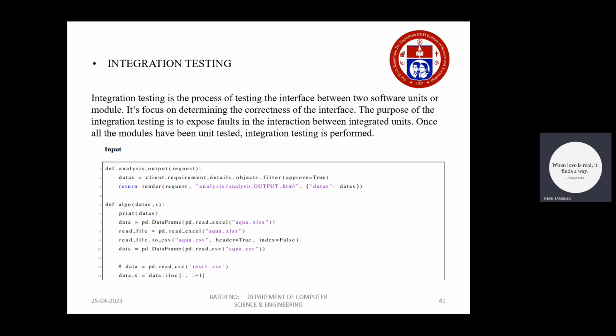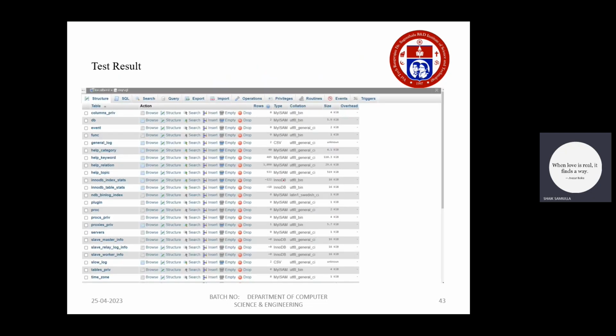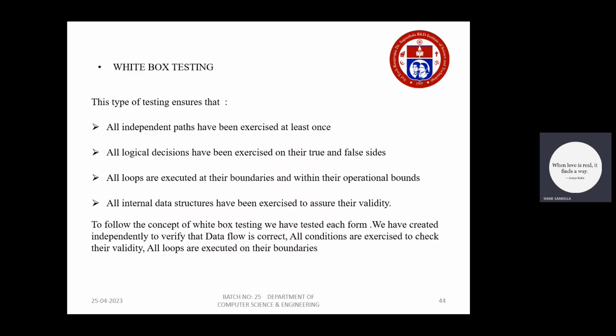And the integration testing. Here we are doing integration testing for testing the interface between 2 software units or modules. It mainly focuses on determining the correctness of the interface. The purpose of interface testing is to expose faults in the interaction between integrated units. Once all modules have been unit tested, integration testing is performed. Here on the screen, we are able to see the input page, and these are the test results.